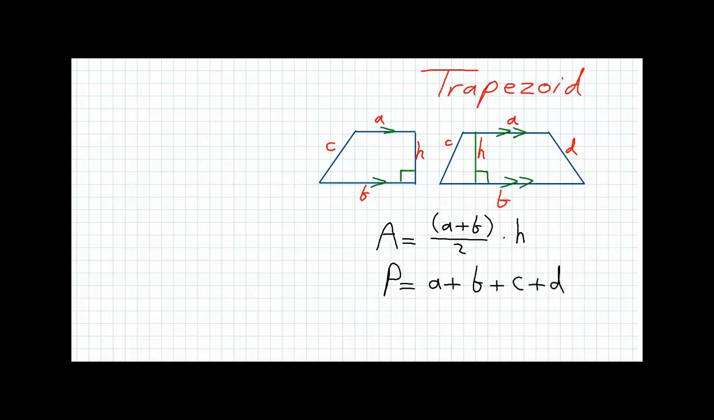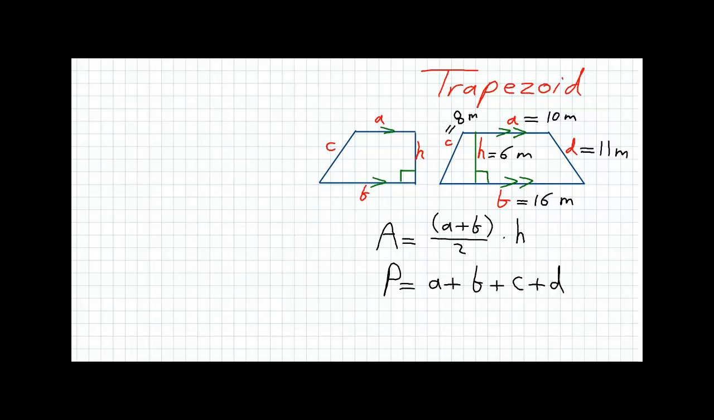As an example, suppose that for the trapezoid on the right hand side here, B is equal to 16 meters, the height is equal to 6 meters, A is equal to 10 meters, and D is equal to 11 meters, and C, let us say it is 8 meters.